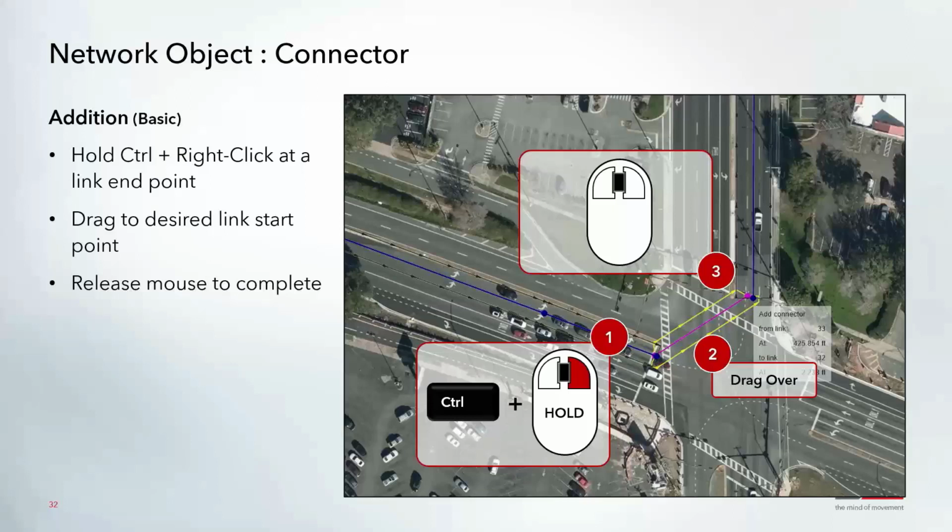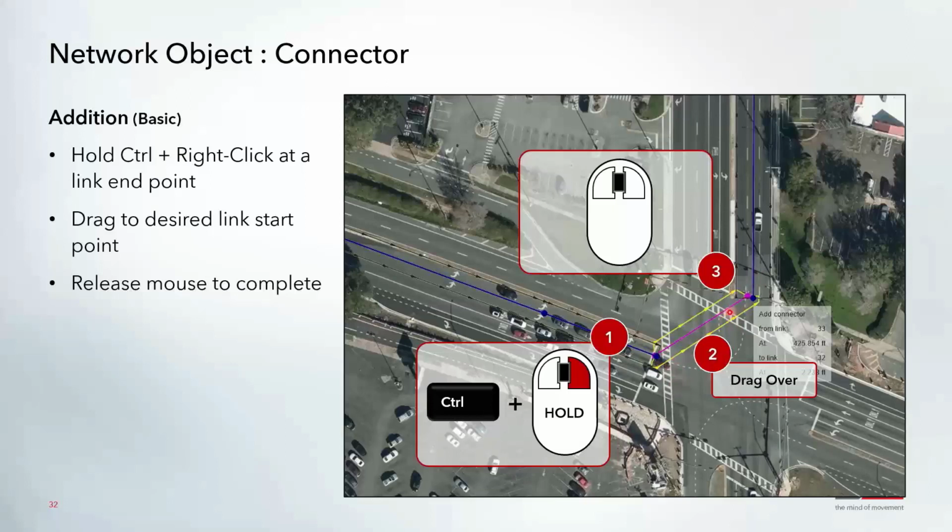So the connectors, again, you can press Control and then right-click on a link endpoint. And you want to make sure you get kind of close to the endpoint of the link, but still on the link itself. And then you're going to just hold that and drag that to another link. And as soon as you have it on that link, you can release that mouse in order to add that connector.